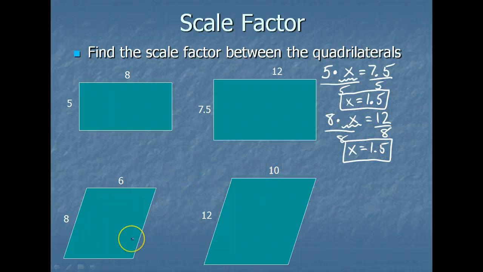Let's look at these two parallelograms. I'm going to start with 8, and for an answer I need to get 12. So I'm going to multiply by something. And I'm going to start with 6, I'm going to multiply by something, and I'm going to get 10 for an answer. 8 times something equals 12, and 6 times something equals 10. I don't know what those two somethings are, so I'm going to put x in there.